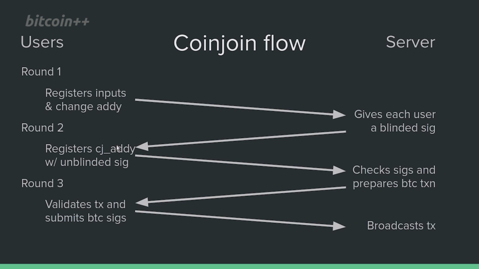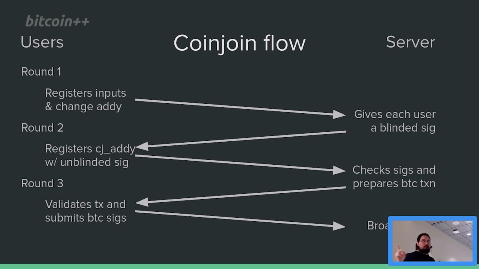All he needs to do is list them in that Bitcoin transaction, give it a version number, give it a lock time, and now he's got a Bitcoin transaction. But it's not signed. Everybody needs to sign this thing. So that's what he does. He submits this transaction template to everybody, and in round 3, everybody validates that they're getting the right amounts.